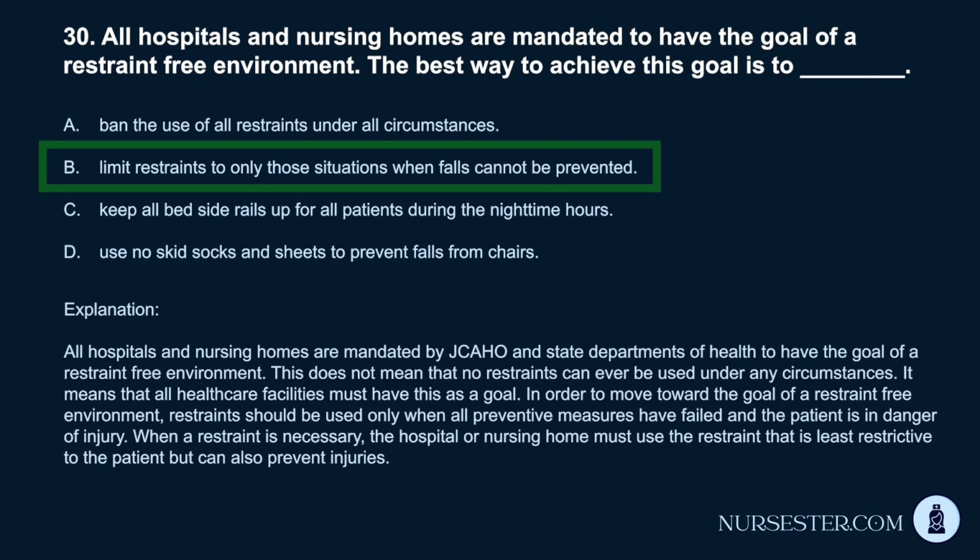All hospitals and nursing homes are mandated by JCAHO and state departments of health to have the goal of a restraint-free environment. This does not mean that no restraints can ever be used under any circumstances. It means that all healthcare facilities must have this as a goal. In order to move toward the goal of a restraint-free environment, restraints should be used only when all preventive measures have failed and the patient is in danger of injury. When a restraint is necessary, the hospital or nursing home must use the restraint that is least restrictive to the patient but can also prevent injuries.